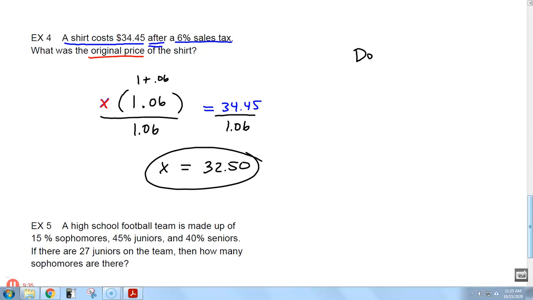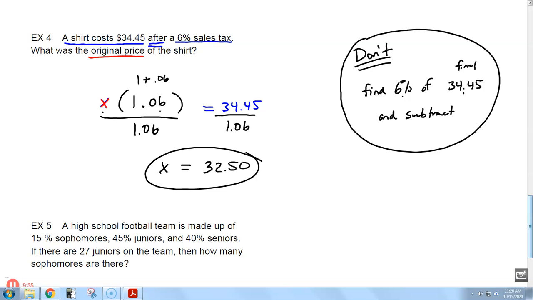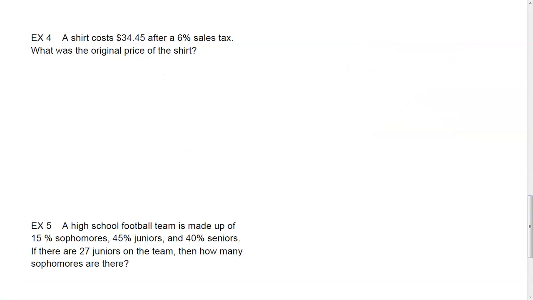Now, don't do this. What you can't do is find 6% of the final price. You can't find 6% of the final price and subtract to get the original. That doesn't work because we weren't doing 6% of this number. Sales tax was 6% of that number, two different numbers. A lot of kids try this. On the test, I will put that answer on there, and it is wrong. It'll be close, but it's wrong, so don't do that.